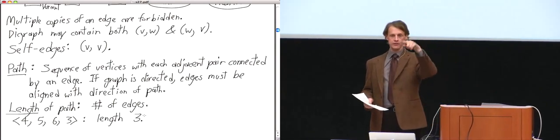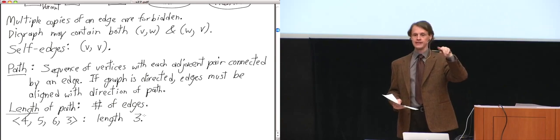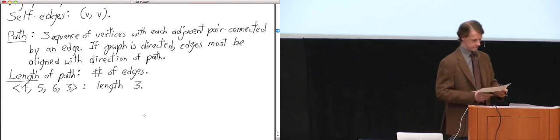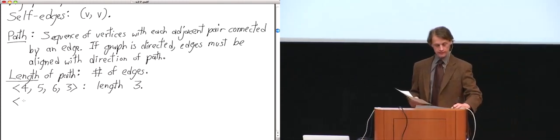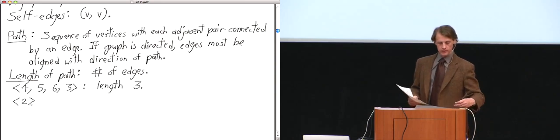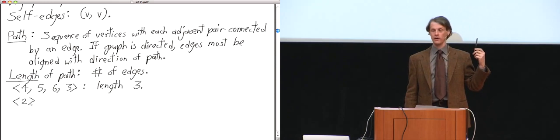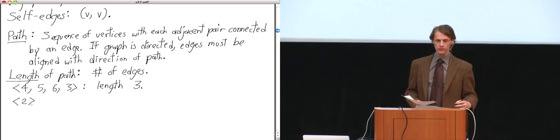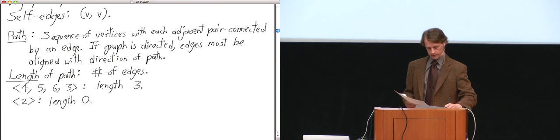And a path, if you're going in circles, you can take the same edge more than once. You count every time you traverse the edge, not just once. Also, it's perfectly respectable to talk about a path of length 0. Suppose I have a path that just has one node. We start and we end at intersection 2, and we don't actually go anywhere. Well, that is a path. It's just a very short one, a path of length 0.